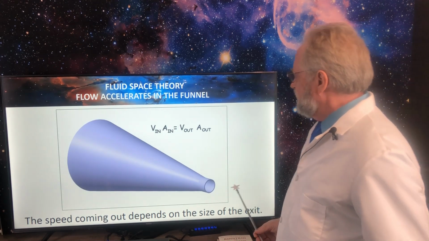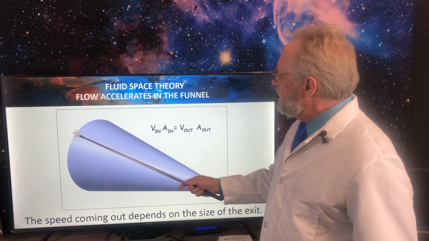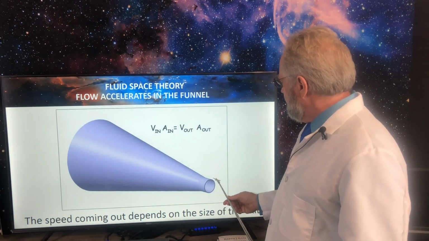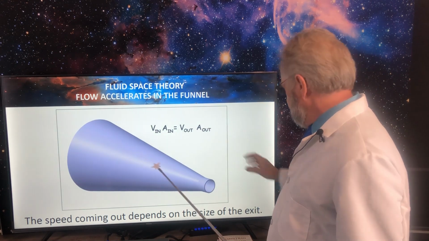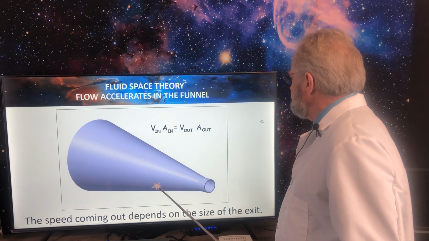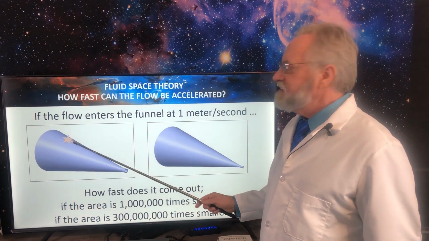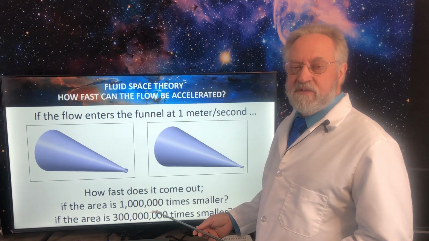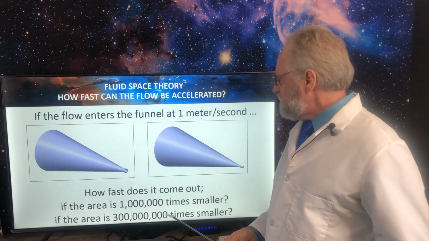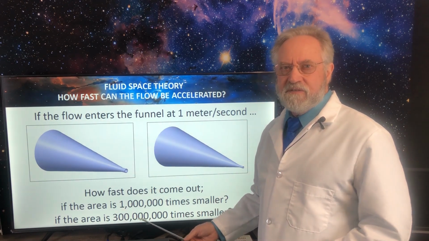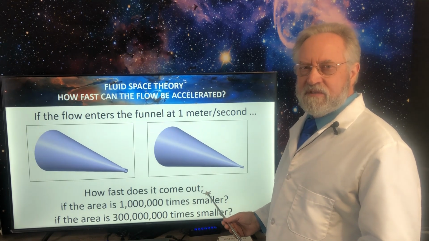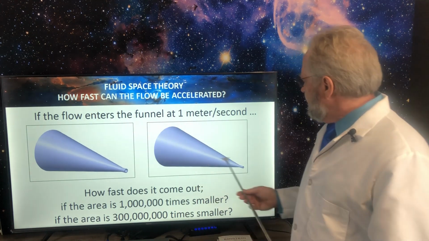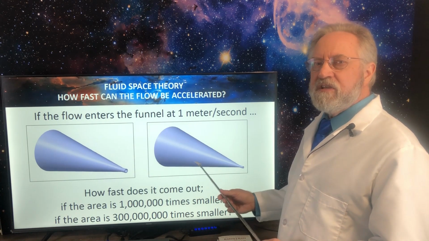So if we take a closer look at a funnel, we can see that if we have velocity going in times the area, and if the fluid is incompressible, that's going to equal the velocity coming out times the area of the exit. So it's a pretty simple equation, and we can chart what those velocities would be. Let's say that the fluid is entering the funnel at 1 meter per second. How fast does it come out if the exit is 1,000,000 times smaller? It comes out 1,000,000 times faster. So what if the exit is 300 million times smaller? Well, then it's going to come out at 300 million meters per second. And that's an interesting number because that's the speed of light. So in that case, we're going to have to account for relativity within the flow field.